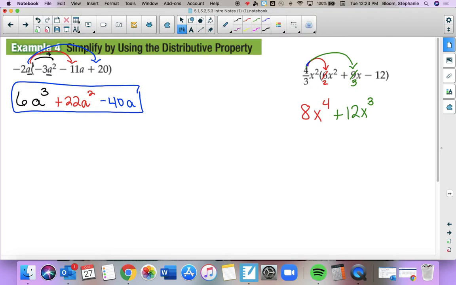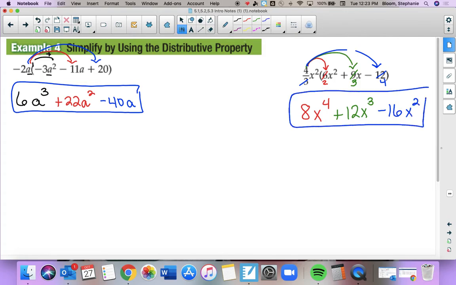And then lastly, when I multiply 4/3 times negative 12, again, 3 goes into itself once and into 12 4 times. So what does that give me? Good. Negative 16 x squared. None of those are alike, so I cannot add and subtract them, so I am done. Okay? Any questions there?